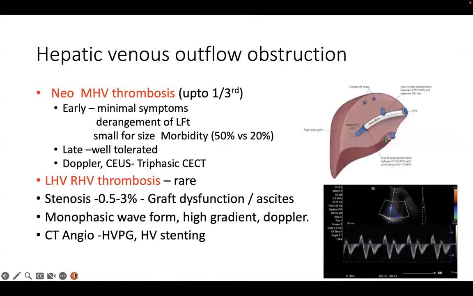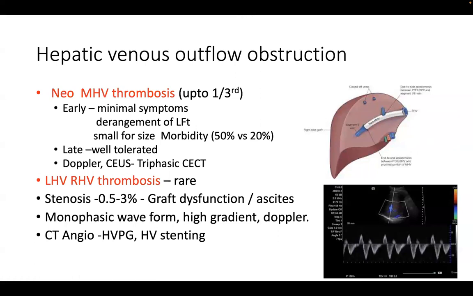Hepatic venous thrombosis, or venous outflow obstruction, is another complication after living donor liver transplantation. Basically, neo-MHV thrombosis is something very unique to living donor transplantation. As I'm sure we've discussed before, in the right lobe graft, the segment 5 vein and the segment 8 vein are implanted into the PTFE graft. So we generally leave the middle hepatic vein with the donor for donor safety.